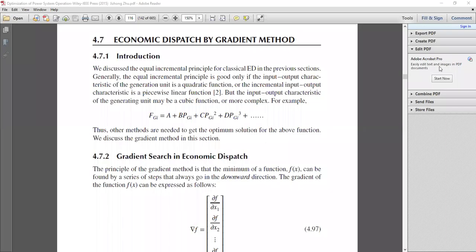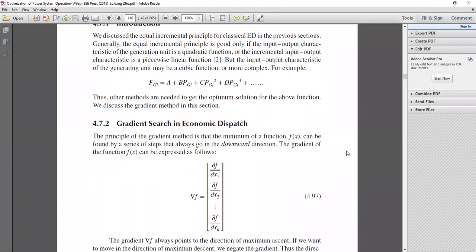Okay, so let's start today's session. As we said in the last class, today we are going to go through an example problem from our textbook, that is the optimization of power system operation. So in the last class, we started this article 4.7, and we adopted this method of gradient search technique in economic dispatch. So this was the problem.